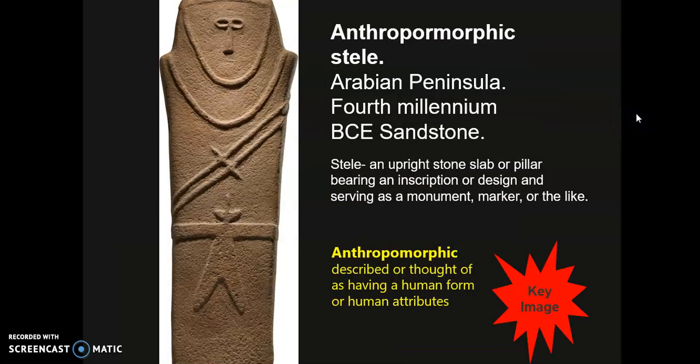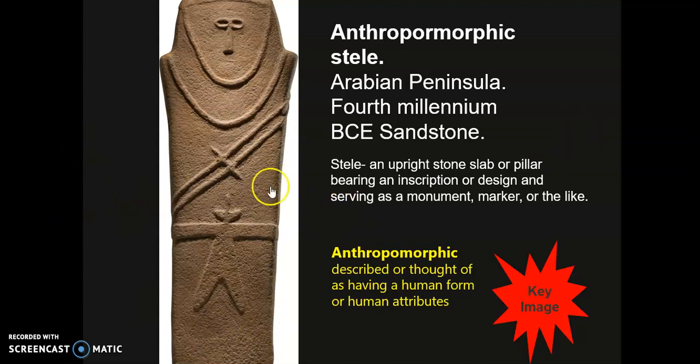Now, here's one here, Anthropomorphic Stele, from the Arabian Peninsula. It's anthropomorphic, described or thought of as having human form. Think about this area and just take a look at this for a little bit and think about what some of these images that we have here may be. And I'm talking about this right in here.